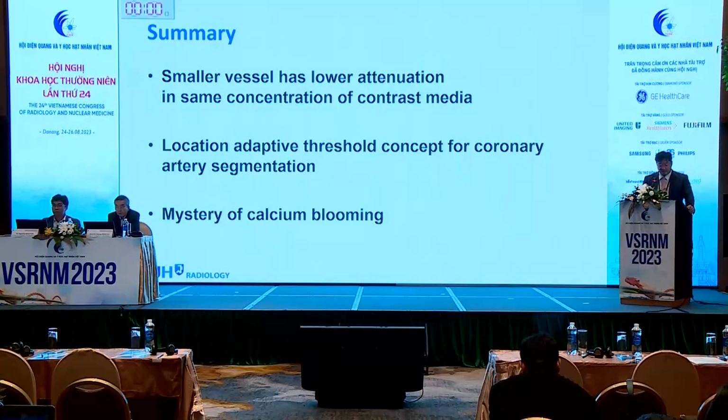So in summary, a smaller vessel has a lower attenuation at the same concentration of contrast media, keep that in mind. And the location adaptive thresholding concept for coronary artery segmentation is important for correctly measuring the vessel lumen and plaque. And calcium blooming is quite a mystery. I don't know what happens here, so I'm still digging into calcification blooming with the phantom and human data. So thank you very much.